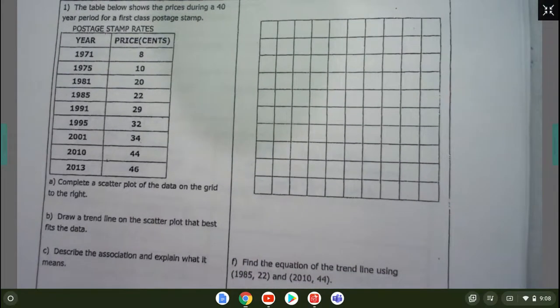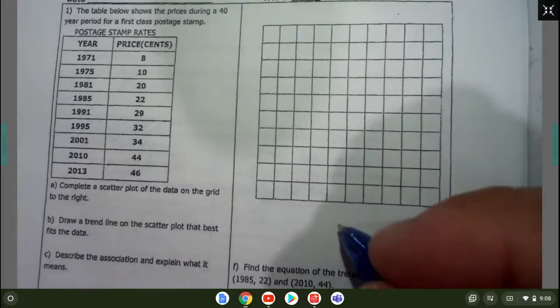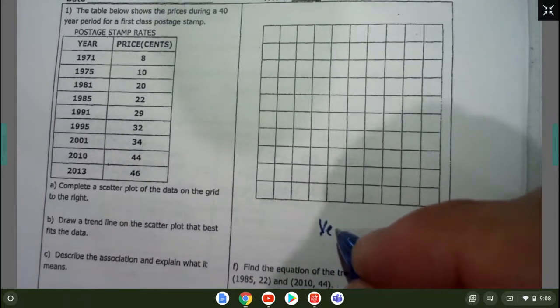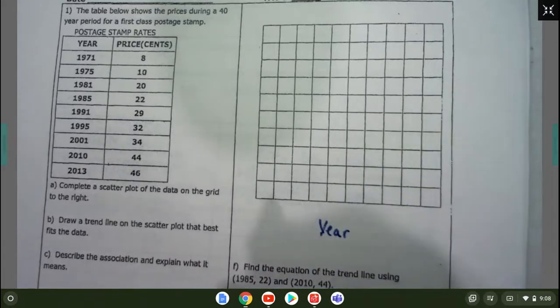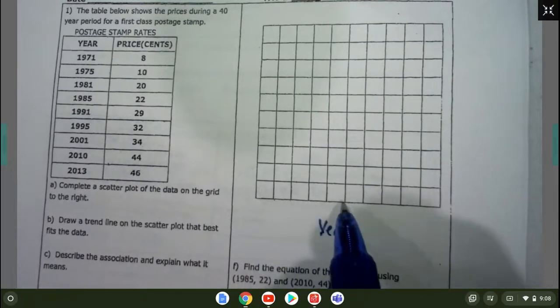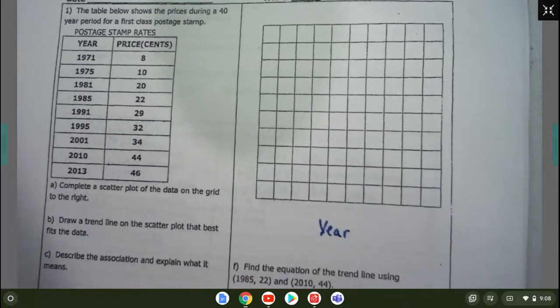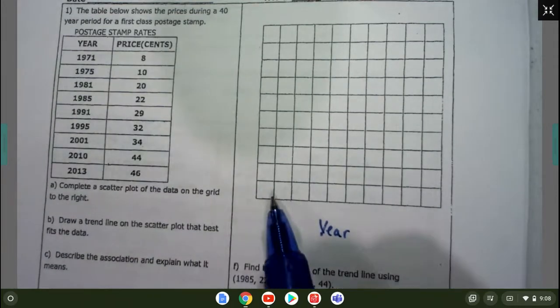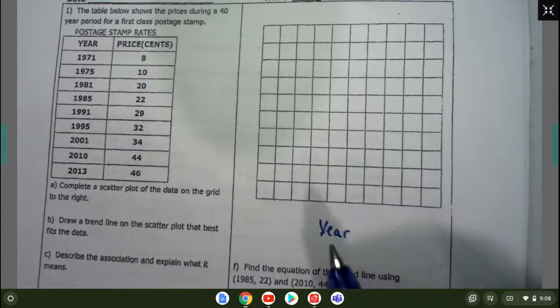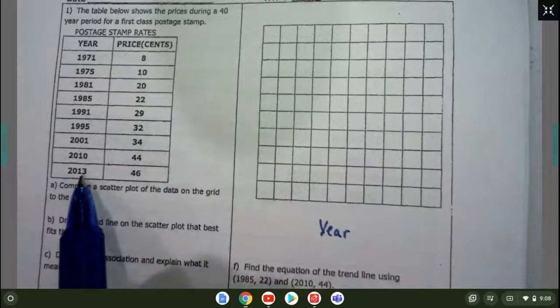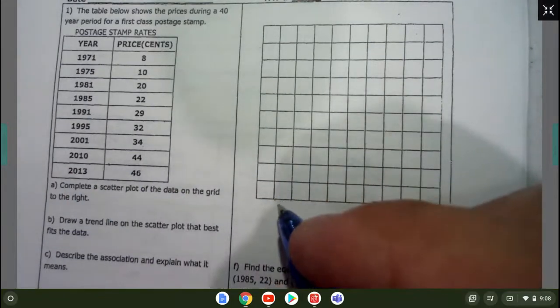Complete a scatter plot of the data on the grid to the right. All right. Time, I like to always have as my X. And what we got? 1, 2, 3, 4, 5, 6, 7, 8, 9, 10 lines. And we got 32 years. Well, if we only had, no, it says 40 years. Oh yeah, 42 years. I was right. So I got to count by at least fours here. That's only going to get me the 40 years they're talking about. It's not going to get me to 2013, is it? I could go by fives, I guess.